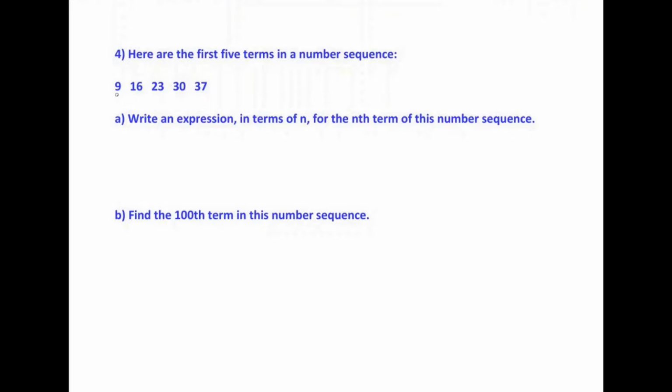In the fourth question, we have the first 5 terms in the number sequence. We have 9, 16, 23, 30, and 37. Part A says write an expression in terms of n for the nth term of this number sequence. So the first thing we do is we find the difference between each of the terms.